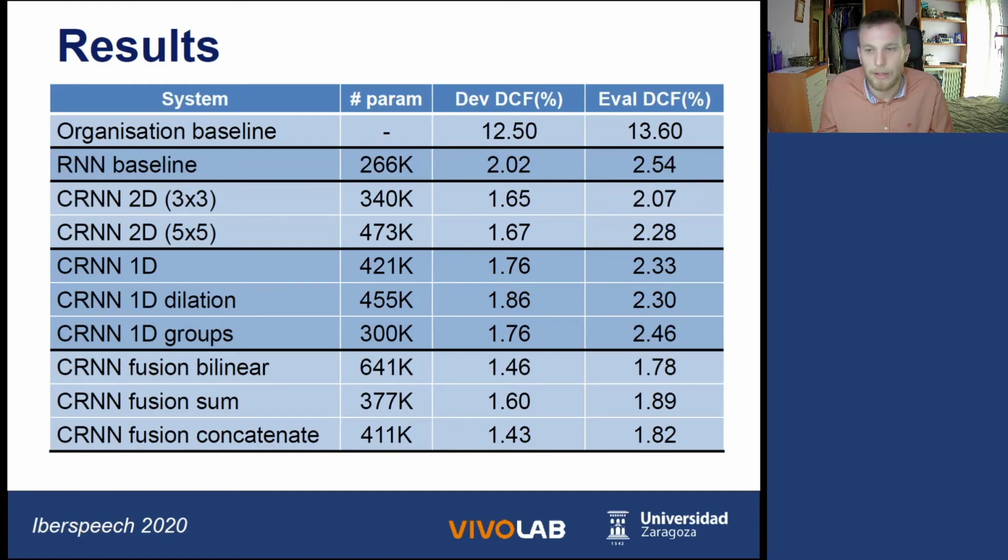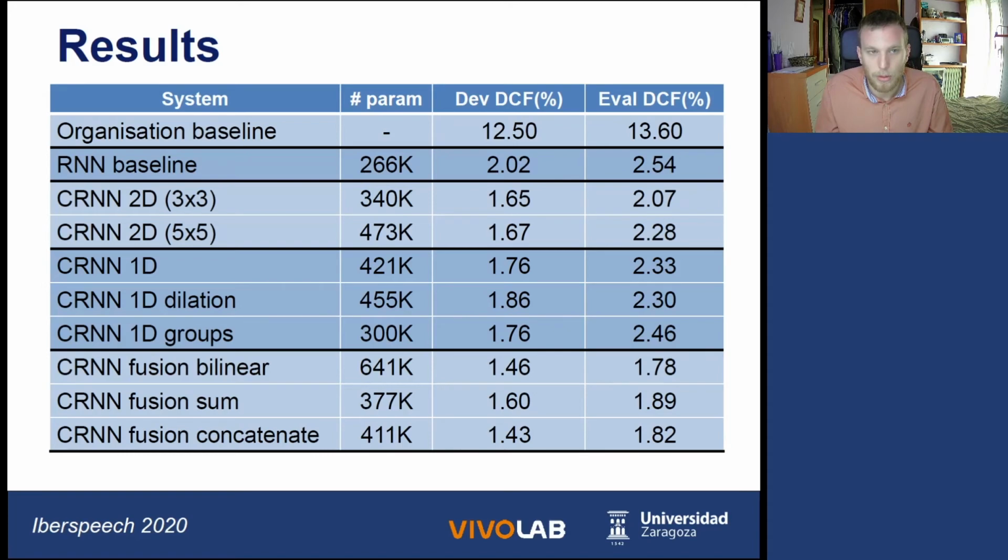We can see immediately that all our proposed systems largely outperformed the organization baseline. But we can also see that the convolutional recurrent neural network in all variations outperforms the bidirectional LSTM baseline.